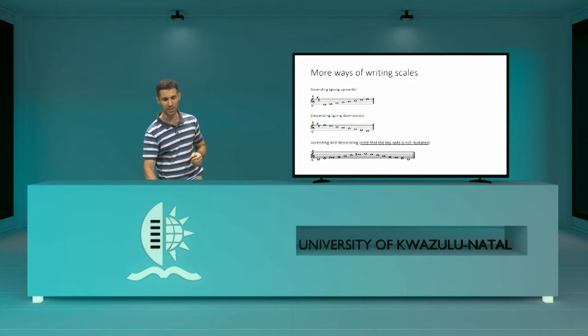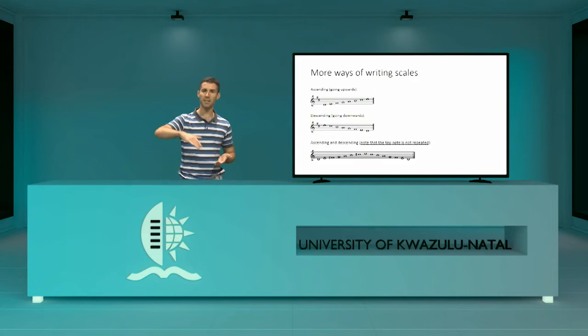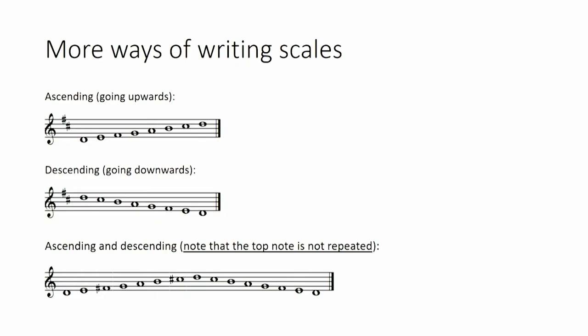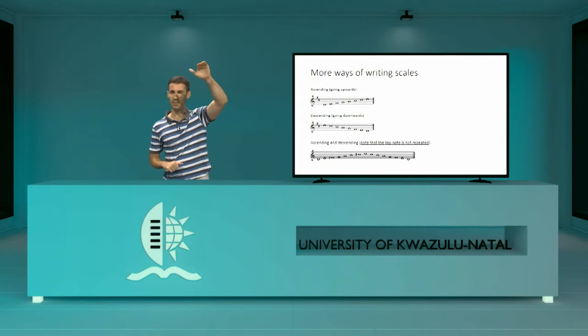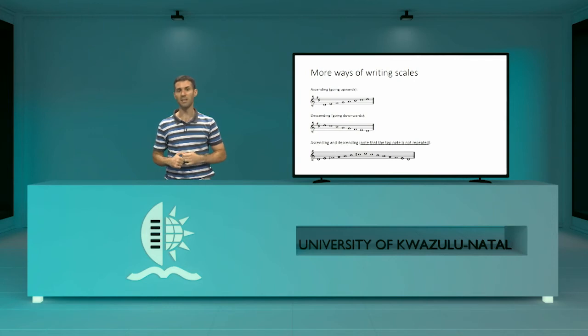But there are other ways of writing scales too. You can have ascending scales, that means they're going upwards. You can have descending scales, that means they're coming downwards. Or you can have ascending and descending scales, that means you're first going up and then coming down. The important thing to remember is that when you're asked to write an ascending and descending scale, the top note of the scale is not repeated. You only have to put the one note there. If you look at the example there, you'll see that the D at the top is not repeated, just given once.